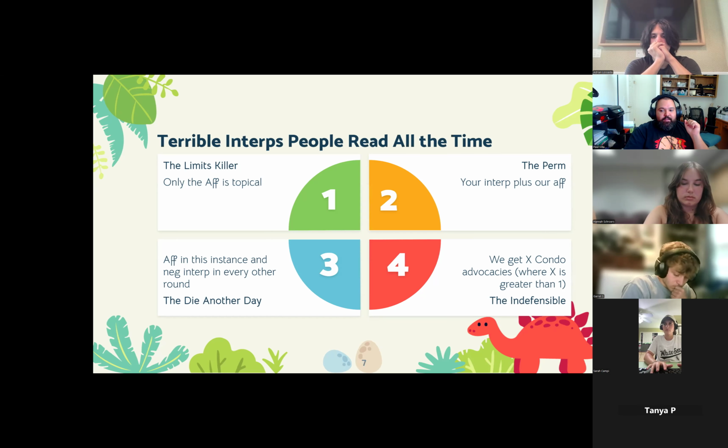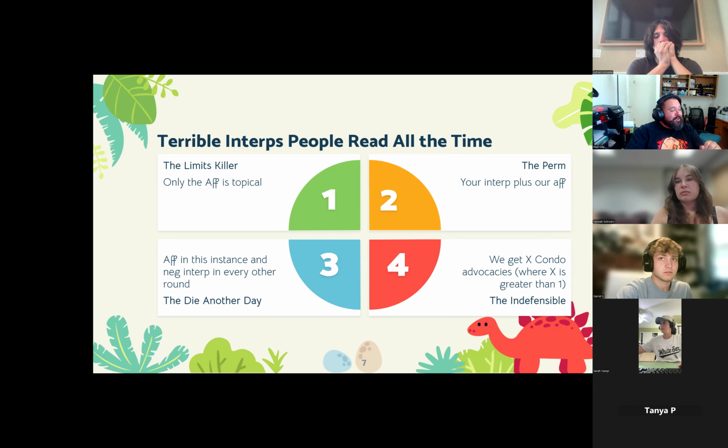Finally, the indefensible, as I call it, which is we get X amount of condo advocacies where X is greater than 1, maybe 2. But let me explain what I mean here. In my experience, I've literally never, ever, ever seen any team be able to explain why they need 3 conditional advocacies. I can't think of a single argument for why 3 is the number you need. Really, I can't think of great arguments for 2 condo, right?